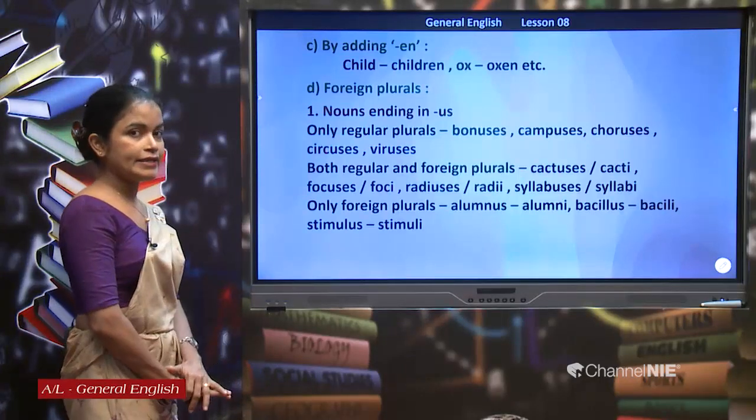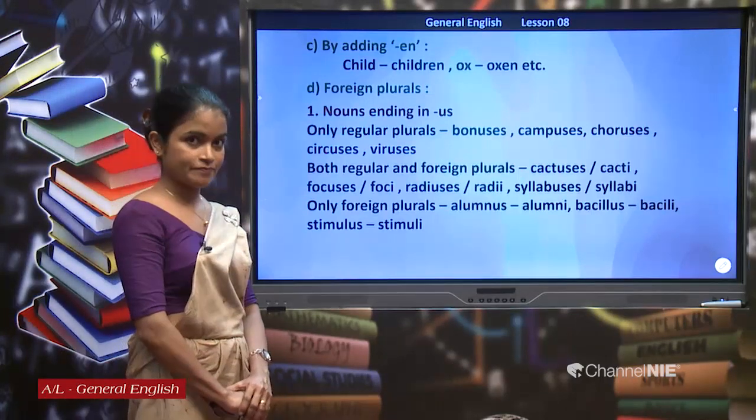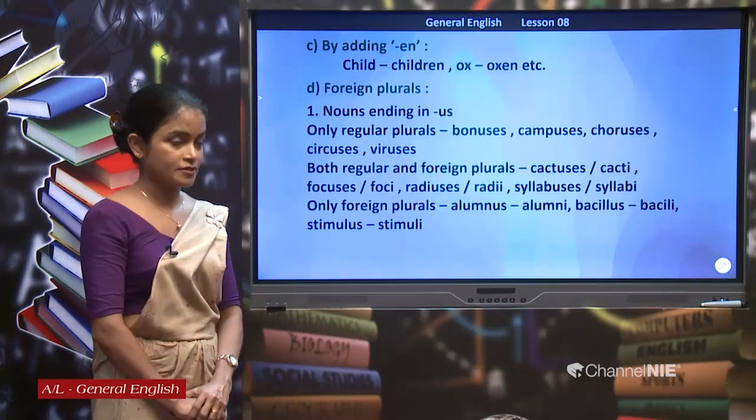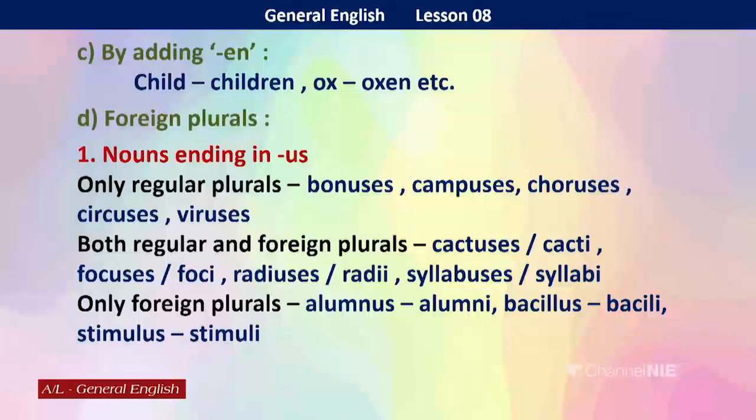Then by adding en at the end like child, children, ox, oxen. There we have to add en at the end to make the plural form. Then there is another special kind in irregular nouns. They are called foreign plurals. We have to form the plural in a foreign way.